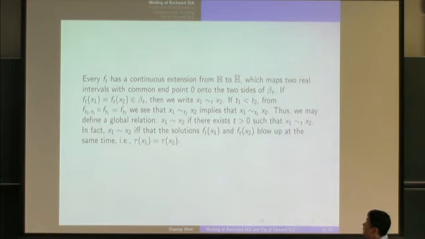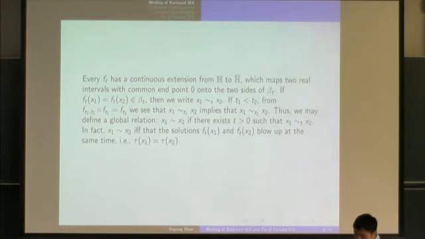Every f_t has a continuous extension from the open half plane to the closed upper half plane, which maps two real intervals with common endpoint 0 onto the two sides of beta_t. If f_t of x1 equals f_t of x2 on beta_t, then we write x1 is equivalent to x2 at time t. Now if t1 is less than t2, then from that equality we see that x1 equivalent to x2 at time t1 implies that x1 is equivalent to x2 at time t2. Thus we may define a global relation: x1 is equivalent to x2 if there exists some t so that x1 is equivalent to x2 at time t.